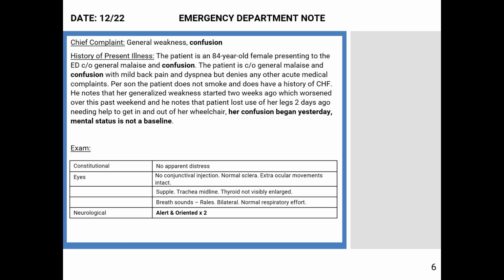So let's start with the beginning of a case. A patient comes into the ED on 12/22. The chief complaint is general weakness and confusion.